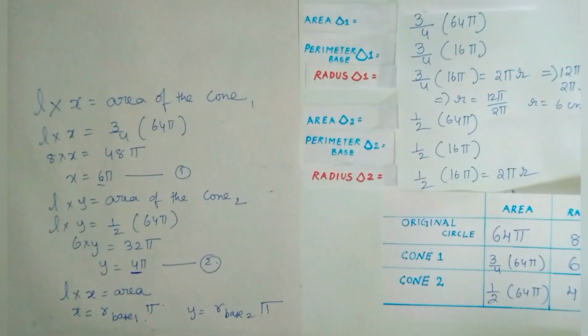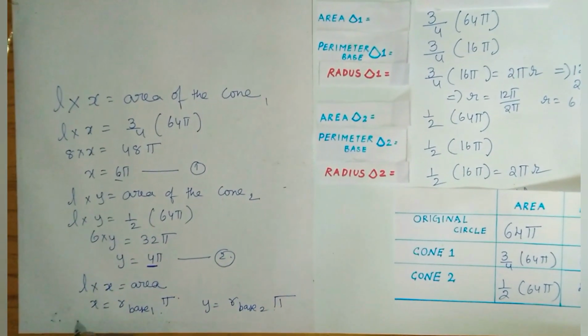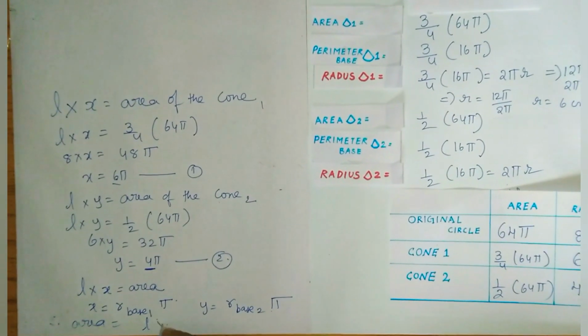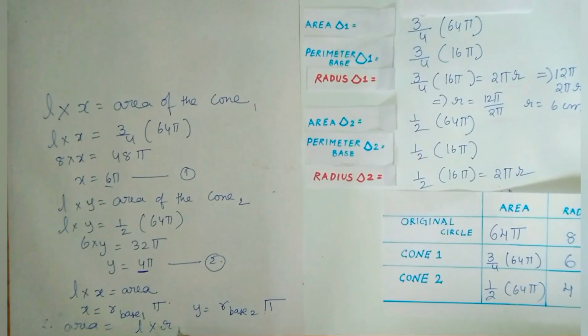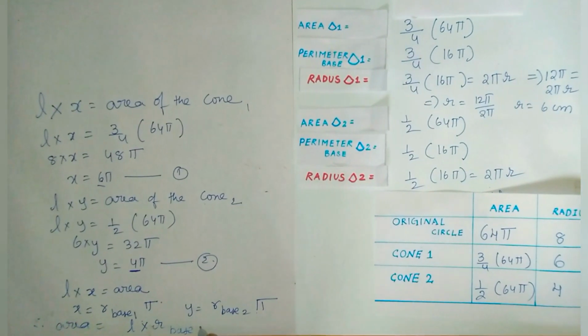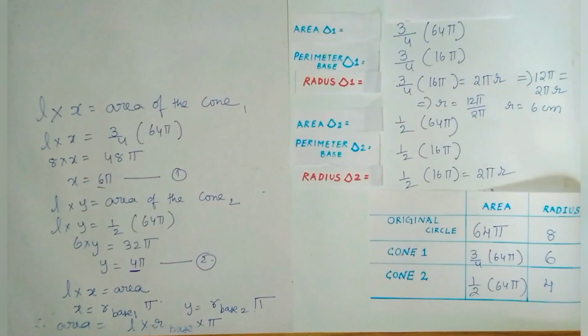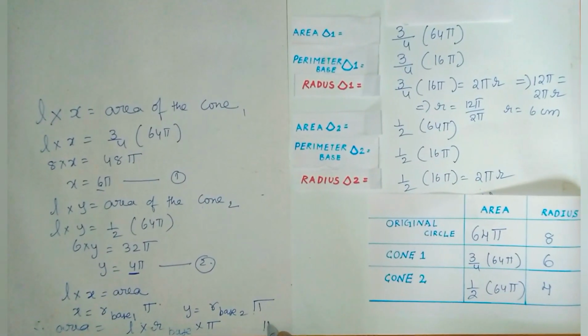Therefore, the area of the cone is L into radius into pi. The formula for CSA of the cone is pi r L.